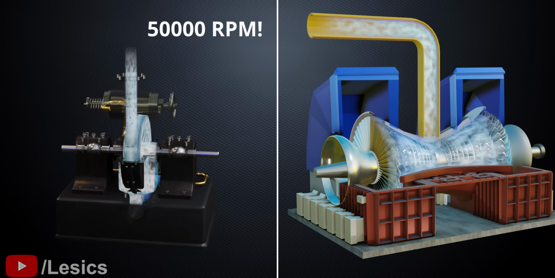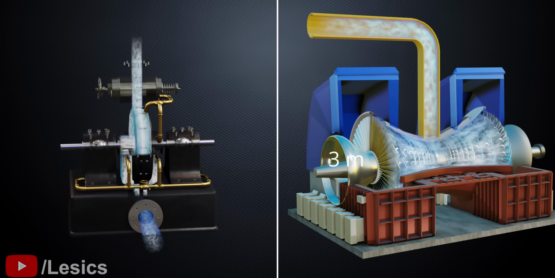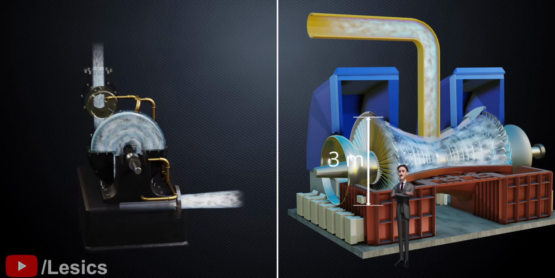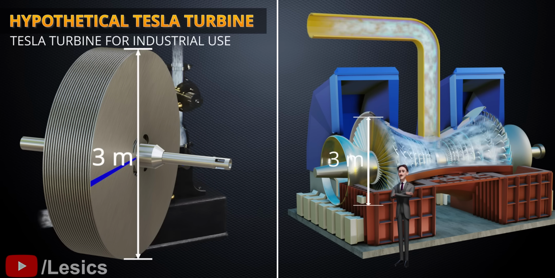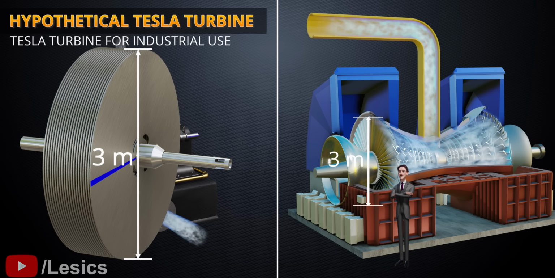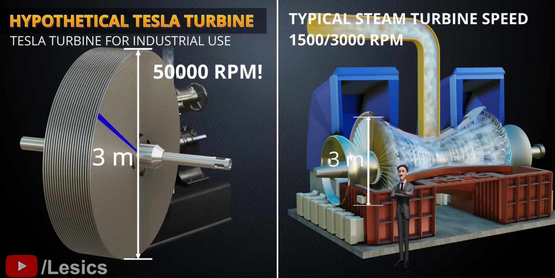The major challenge is that for industrial applications, we need a disk size of 2 or 3 meters. Consider these hypothetical Tesla turbine disks with a diameter of 3 meters. It's an engineering impossibility to operate such large diameter disks at a speed of 50,000 RPM.